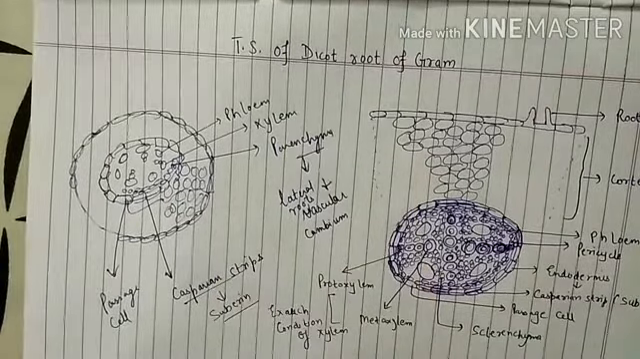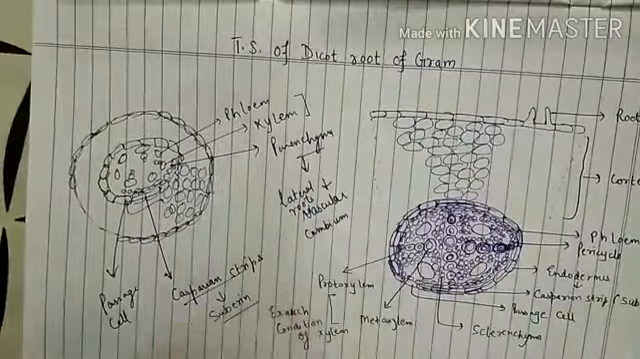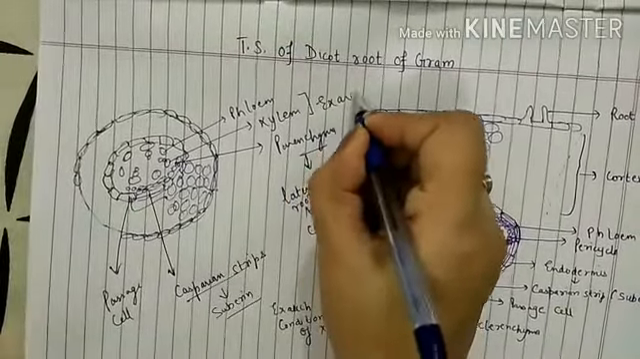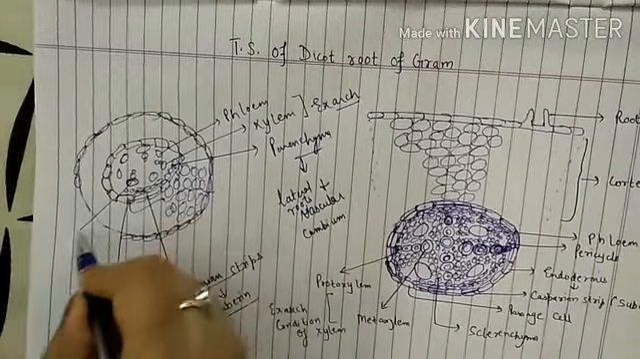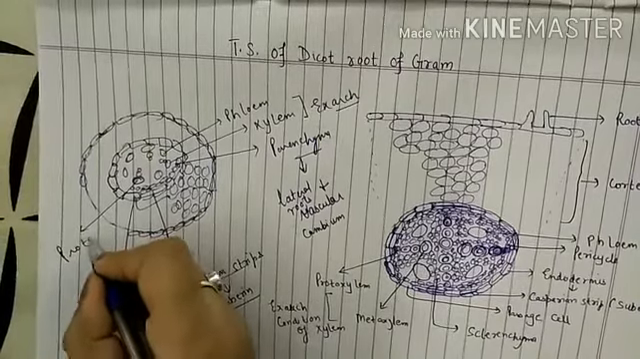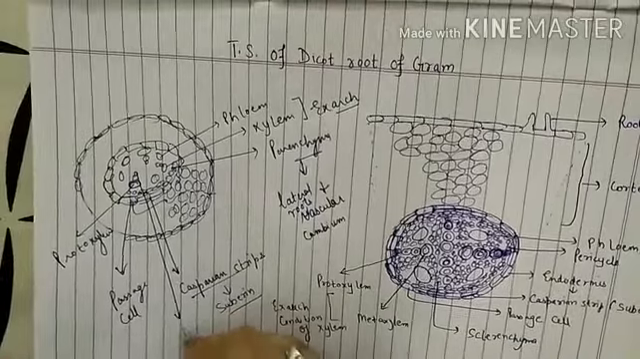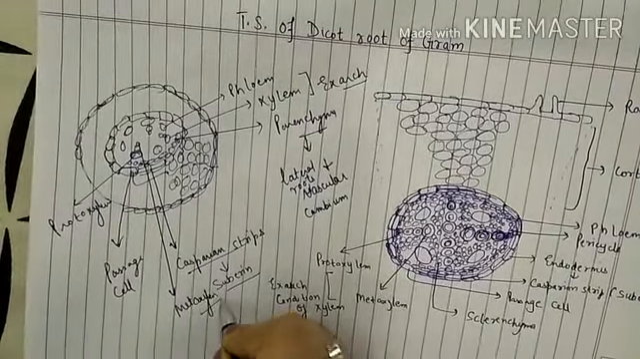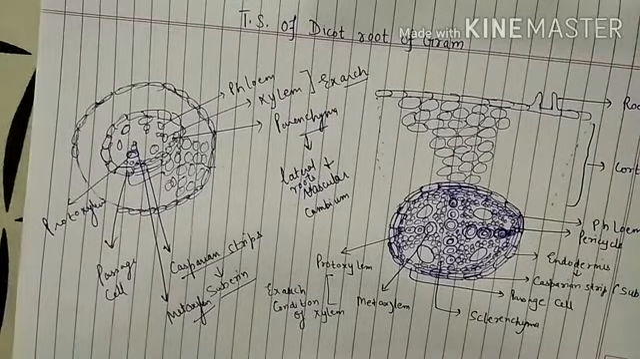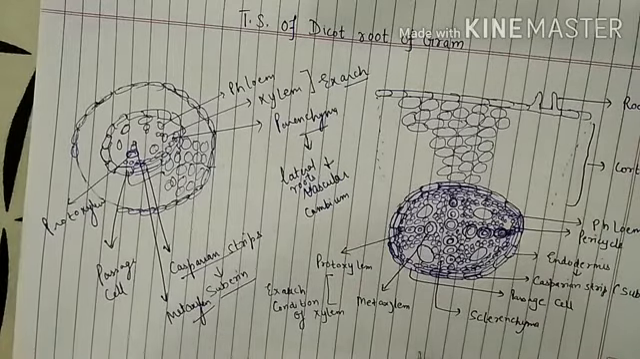The next important thing which I told you to remember in root was that there is an exarch condition present. Exarch condition means in the xylem the outer one is protoxylem and the inner one is metaxylem. So in roots there is a radial arrangement of vascular bundles observed, and they are also observed in exarch condition.